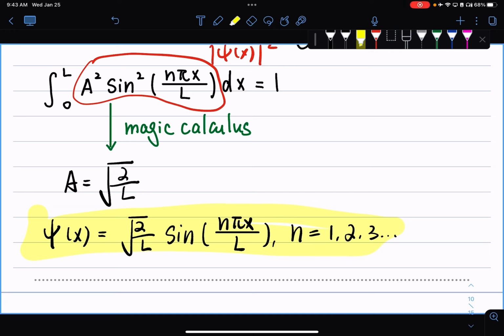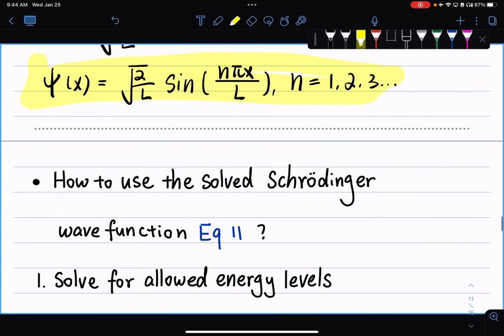Okay, so now we have the wave function. We have a real mathematical function that describes the one-dimensional particle in a box. Remember the one-dimensional particle in a box? Imagine you have this particle inside this one-dimensional box. It might be anywhere in the box, but now we have a wave function to describe that particle. Now let's look at how we are going to use the wave function to get physical meaning, to get things we care about of this particle.